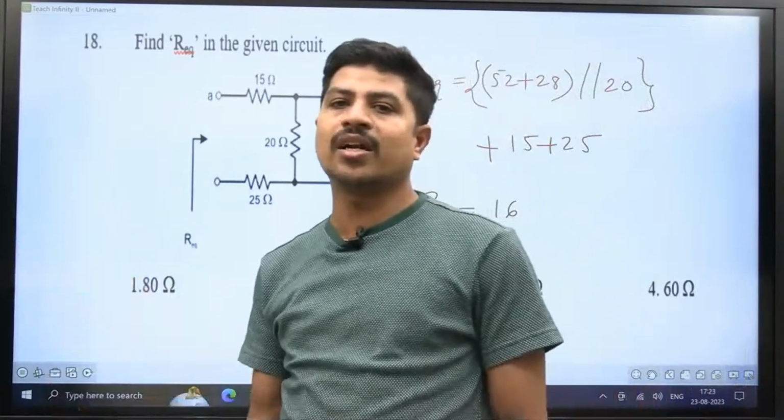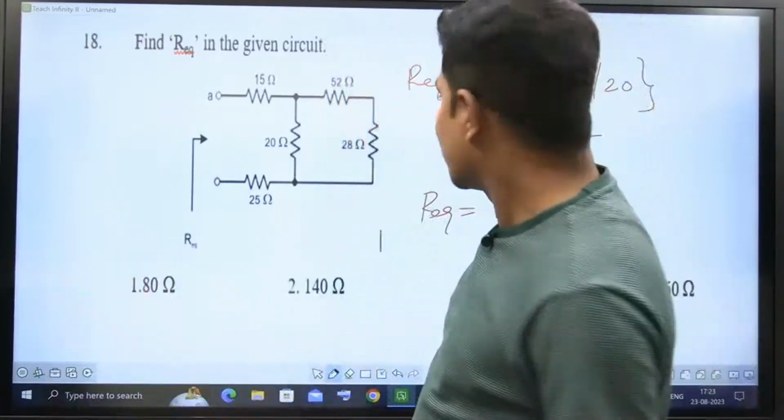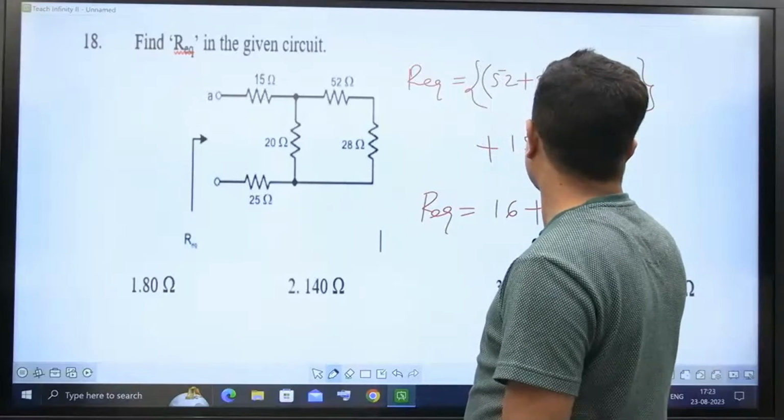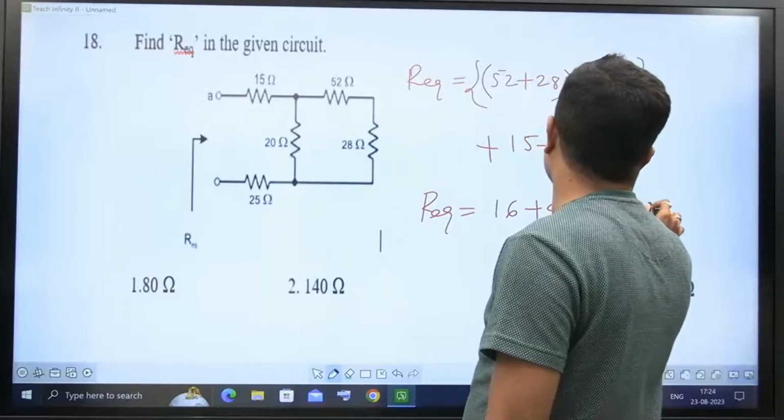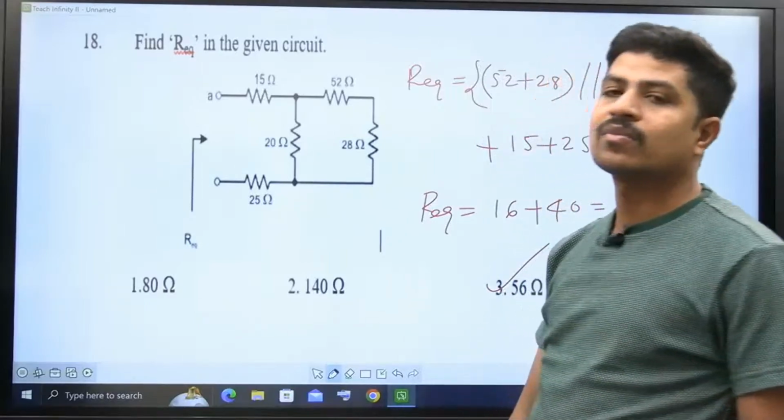80 into 20 is 1600 by 100, it will be 16. 16 plus 25 plus 15 is 40. The answer is 56 ohms. Choice 3 it is. Choice 3.